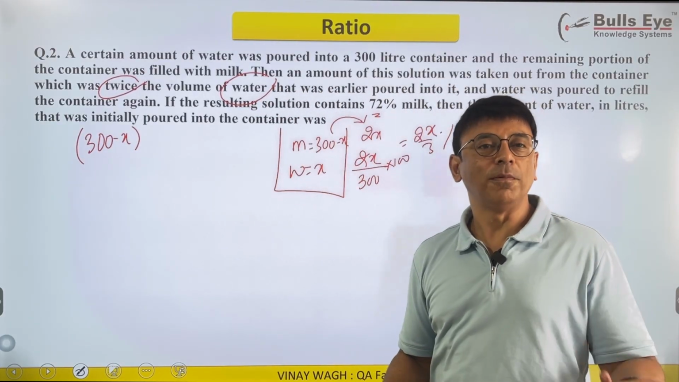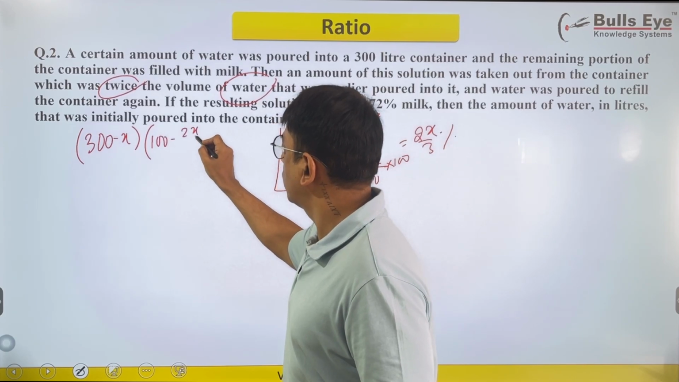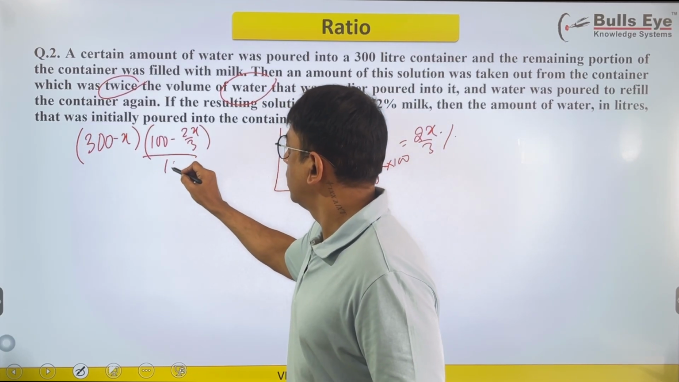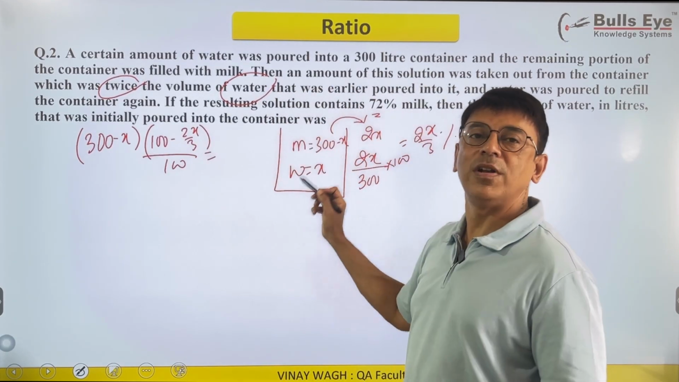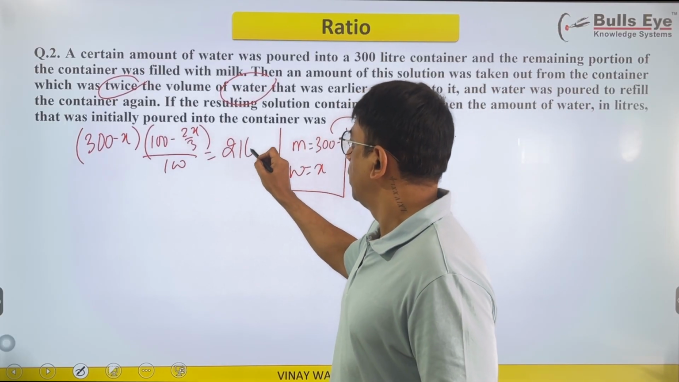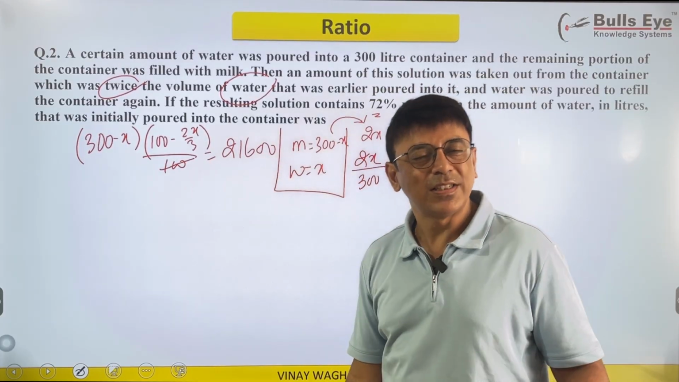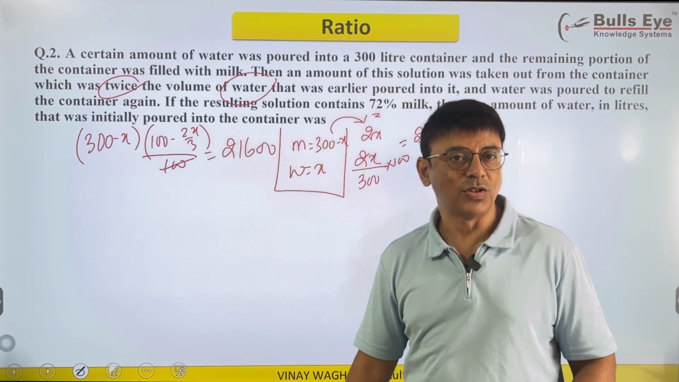If 2X by 3 percentage is gone out, how much is left? 100 minus 2X by 3 percentage, and that's equal to 72% of 300. That's 216. So 100 comes this side, and the rest is just simplification of this. We are as such done with it.